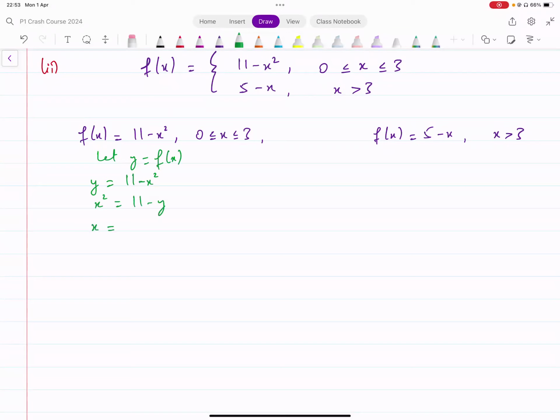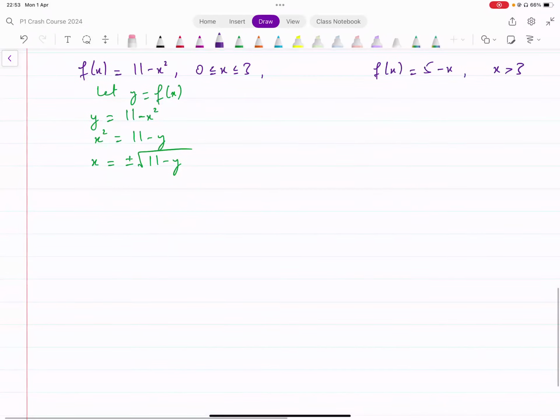Now you take the square root on both sides, but remember, whenever you take a square root, you have to put plus or minus. So it's plus or minus the square root of 11 minus y. And then, as you do with quadratic functions, when you're looking for the inverse of quadratic functions, when you take the square root, you have to decide whether you want to be using the plus value or the minus value. Okay. So which one should we choose here? You can see the domain is from 0 to 3. That means x is supposed to be a positive number generally.